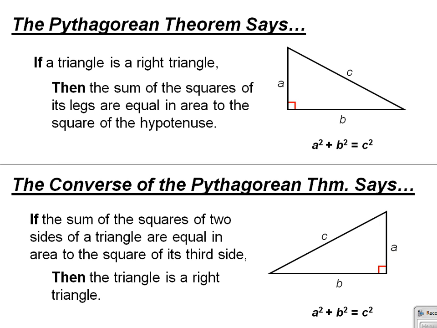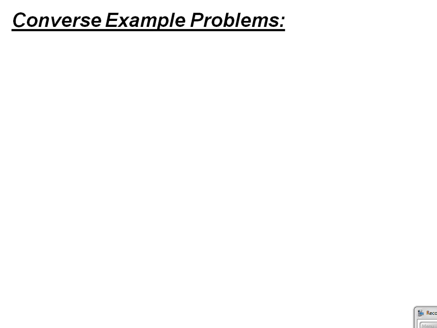So let's compare these two theorems for a moment. The Pythagorean theorem itself says that if a triangle is a right triangle, then a squared plus b squared equals c squared. While the converse says that if any triangle has a condition where a squared plus b squared equals c squared, then the triangle must be a right triangle.